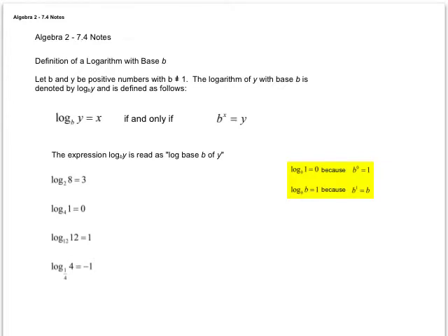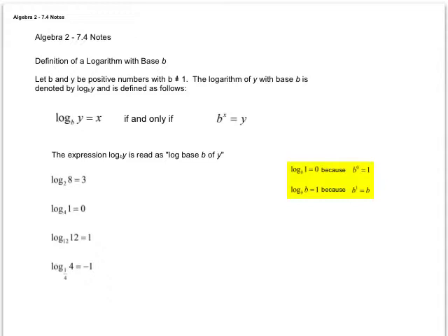Alright, so in this lesson we want to talk about the definition of what a logarithm is. We're going to be doing a lot of things with those. And we're going to let some base, b, and y be positive numbers, where b cannot be equal to 1, because 1 to any power is just 1.